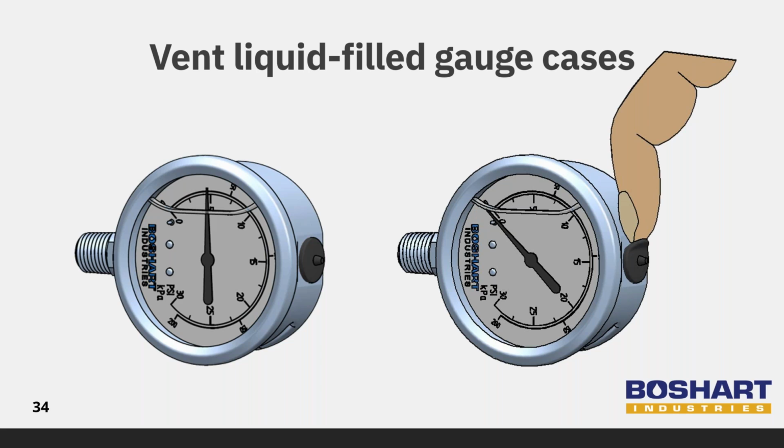the gauge case pressure. A small amount of liquid will escape with each venting. A small loss of liquid will not affect operation of the gauge. Simply wipe any liquid that escaped with a cloth. If you find you have to frequently vent the gauge, you may need to refill the gauge. Most often, this problem can be avoided by installing a center back mount connection gauge.